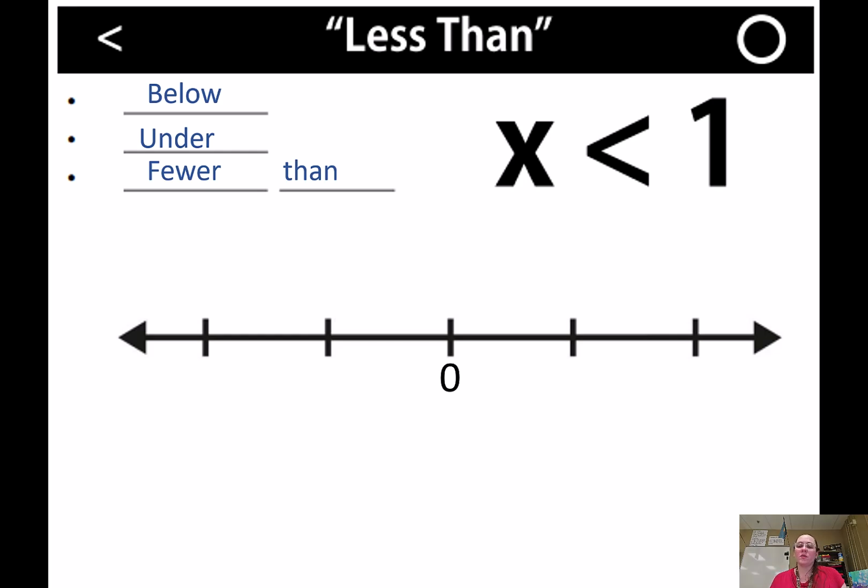So when we're going to show this on a graph, on a number line, we would use an open circle, and we're going to shade to the left, because that's all the numbers that are smaller than 1.